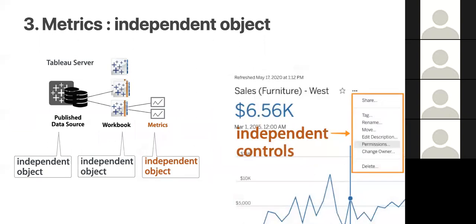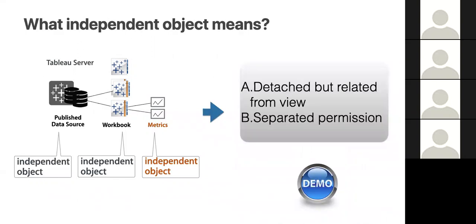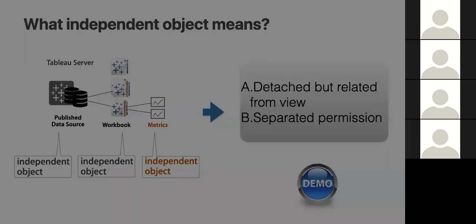The metric, as I showed you earlier, is an independent object, independent of the view. Although it is created from the view, as soon as it is created, it becomes independent from the view. It's more like your detached garage. It also means it has its own permissions, descriptions, owners, and so on. Completely independent. I'm going to show you one more demo of what independent really means.